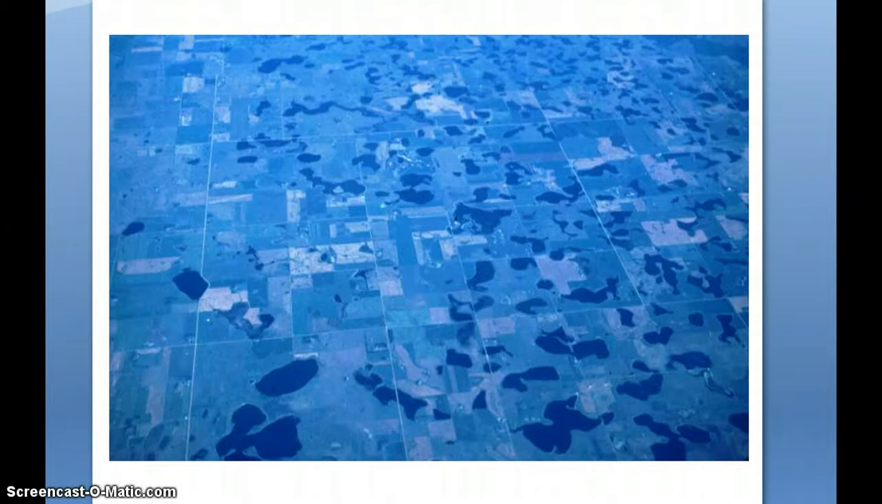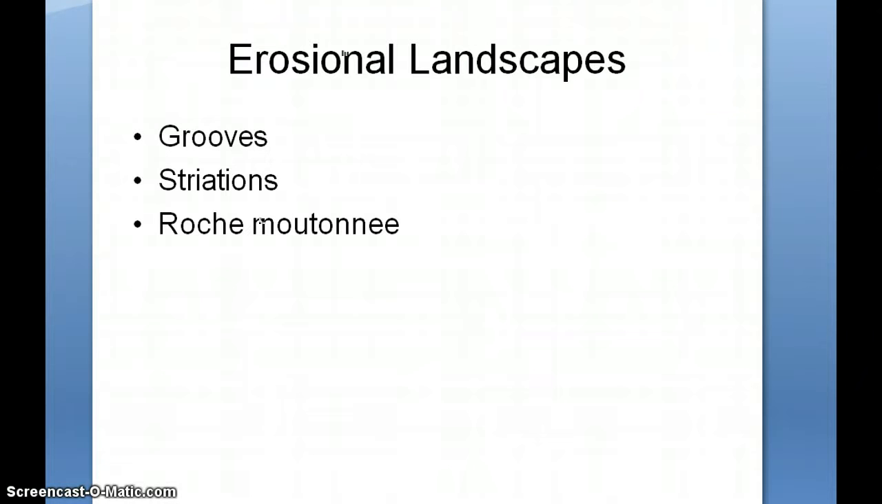lakes. You might think this is karst landscape, but actually you can look at the shape and the size of these and also the material they're in. It's not limestone, it's till. Glaciers also leave distinctive erosional landscapes of grooves and striations and larger mountain-size erosional landscapes.